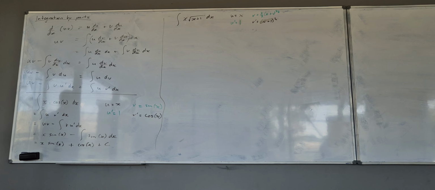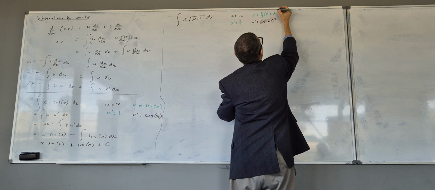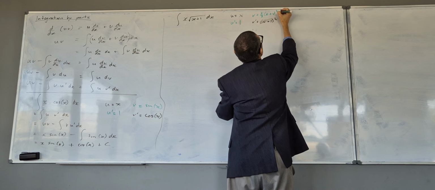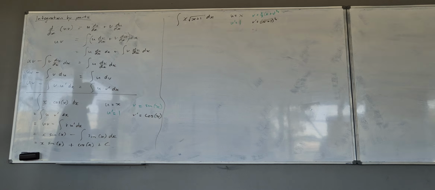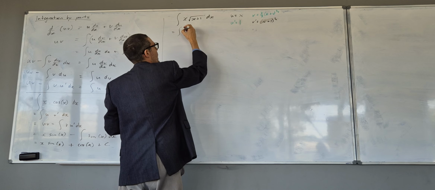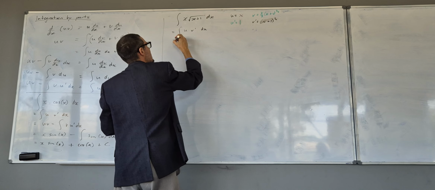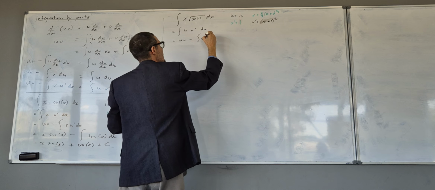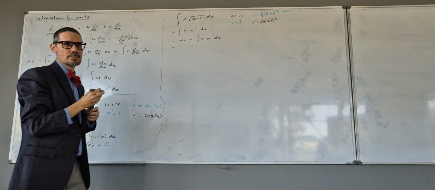Is that clear enough? Do I need to rewrite that so it's readable? 3 on 2. Raise it by 1, divide by the new power. Okay. So this is the integral of u v dashed dx, which is uv minus the integral of v u dashed dx. And substitute.